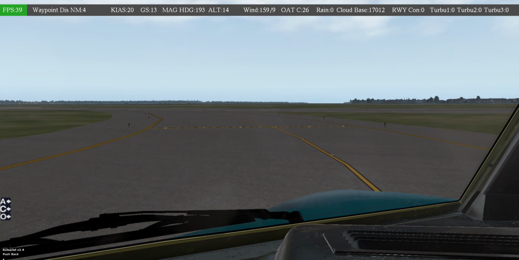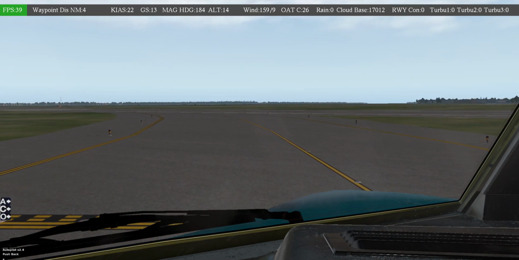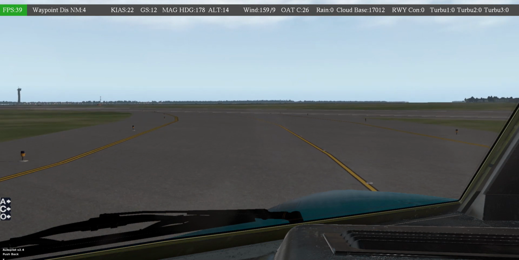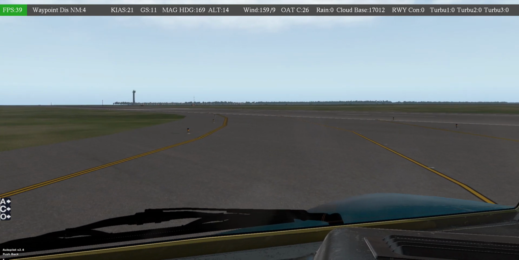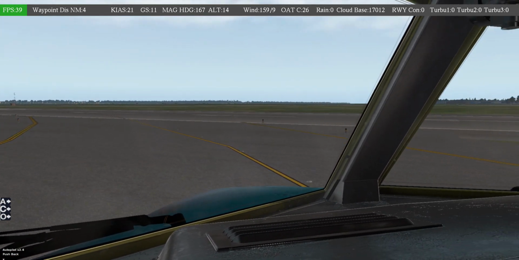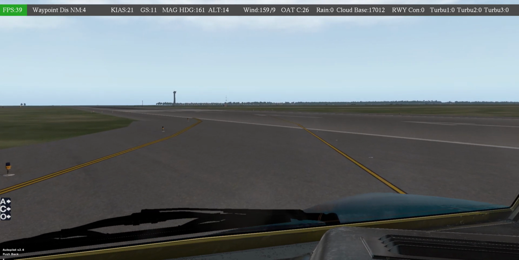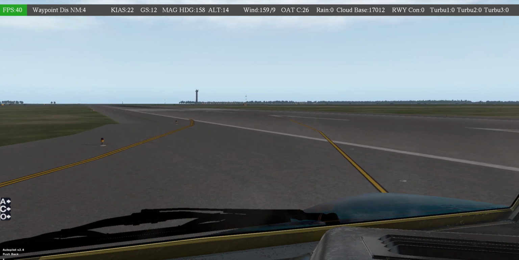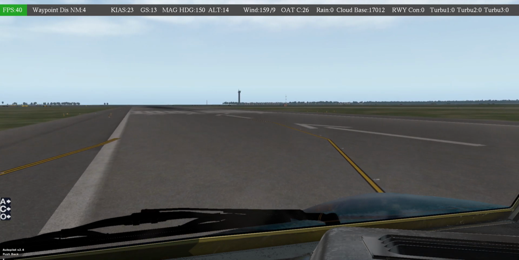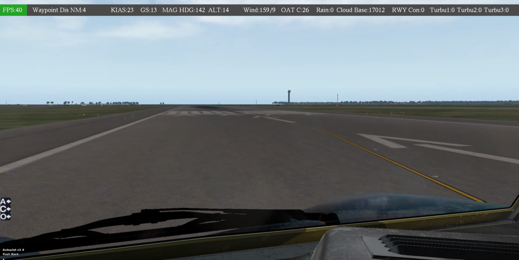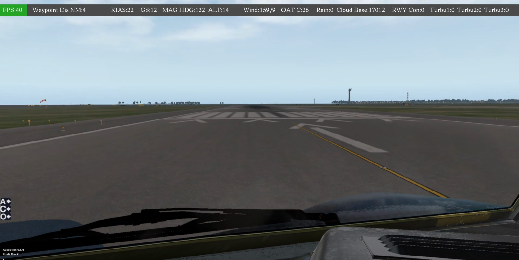So here we go. And no, it's not this runway we're going to depart at. Just going to taxi a bit by it. And then we would make a right-hand turn.